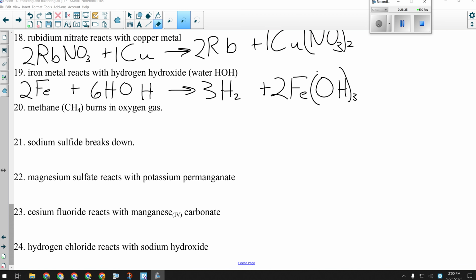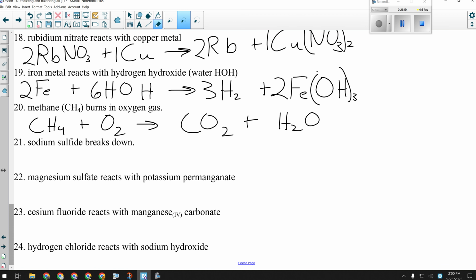Okay, let's have a look at a couple more of these here. So for number 20, I've got methane, which is CH4, okay, is burning in oxygen gas. All right, if it's burning, what kind of a reaction is it? Okay, what are always the products of that? CO2 and H2O. Good, okay. Special balancing rules. Do I need them both?